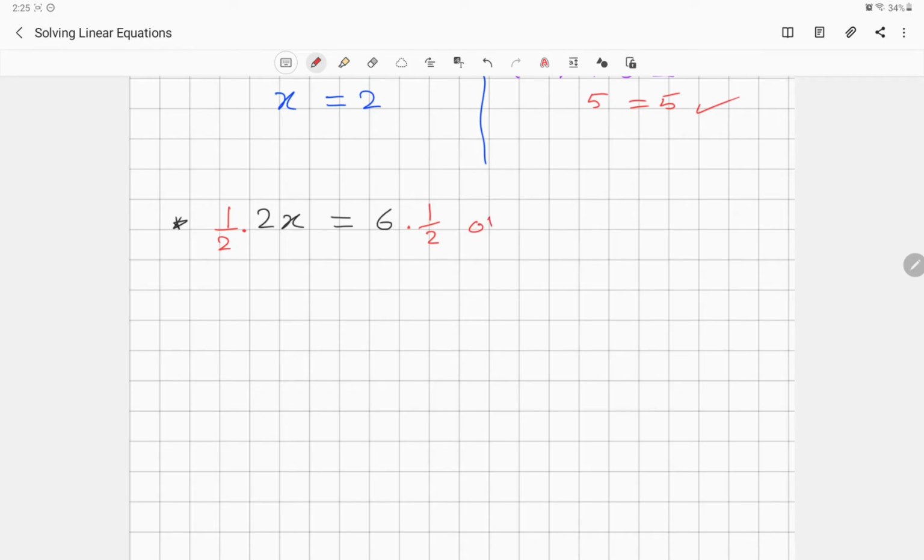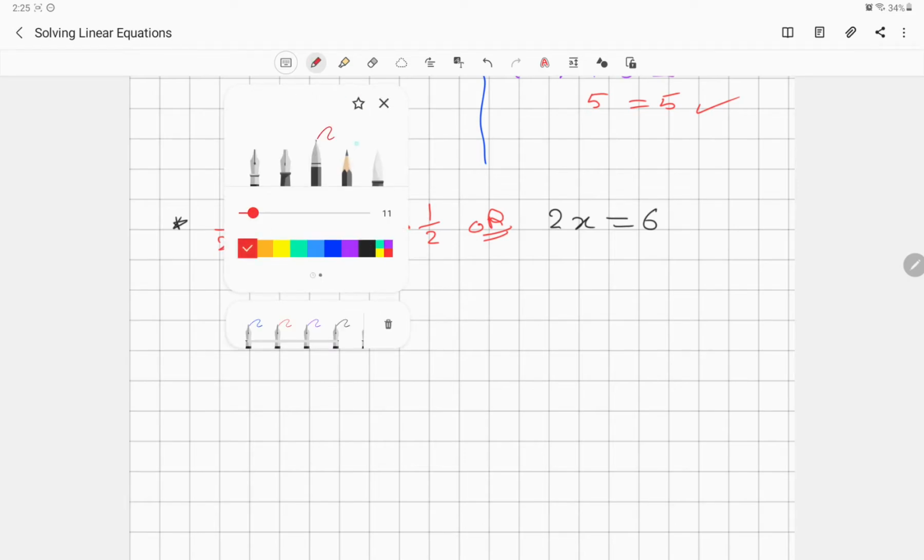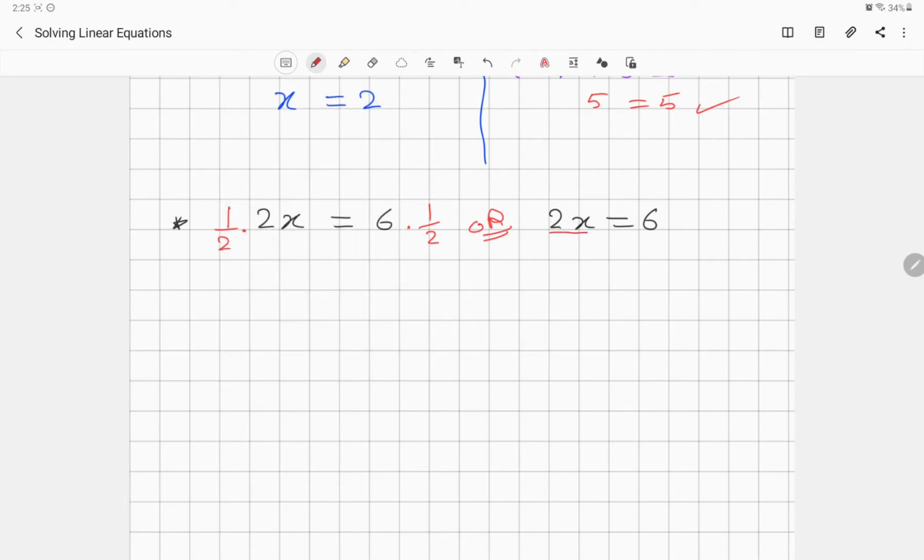Or you can do it this way, which most people like, 2x equals 6. You can divide both sides by 2. So you do the opposite operation, which is exactly the same as multiplying by half. Divide by 2 or times half, that's the same meaning and the same effect.